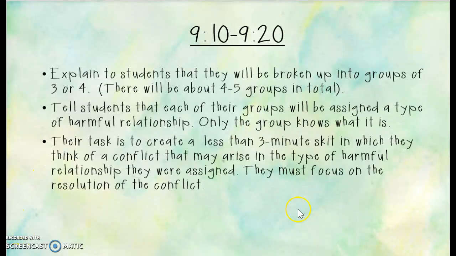So the next 10 minutes of class will consist of breaking the students into groups of about 3 or 4. Preferably 4 groups would be good, maybe 5 if there's enough students. Each group will be assigned one of the types of harmful relationships, but the rest of the class won't know what the other groups have. And I'll explain to them that their task is to create a skit that's about 3 minutes long, where they're going to think of a conflict, and then they're going to show how you would resolve that conflict.